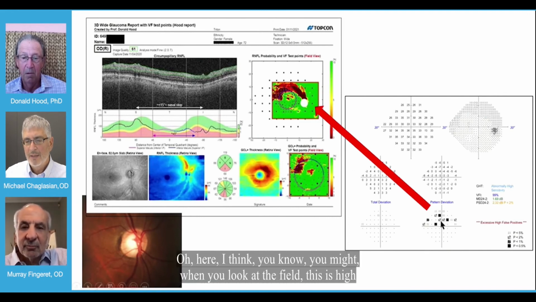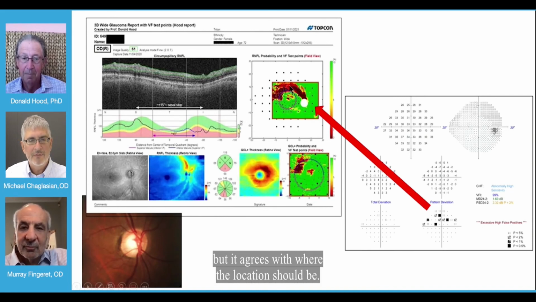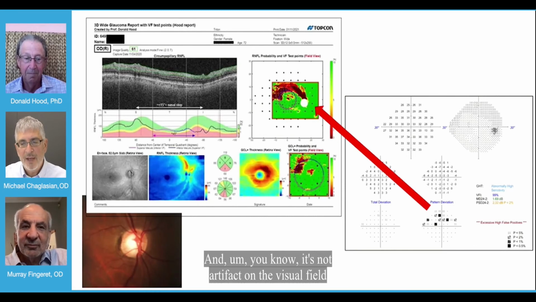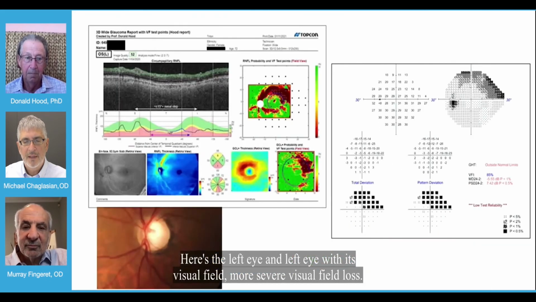When you look at the field, this is high false positives. The clinician might want to dismiss this as artifact and poor testing, but it agrees with where the location should be. So repeat the testing, get the patient to perform it better, and it's not artifact on the visual field. Here's the left eye, with more severe visual field loss, and again correlating.